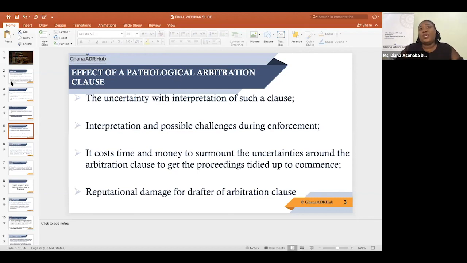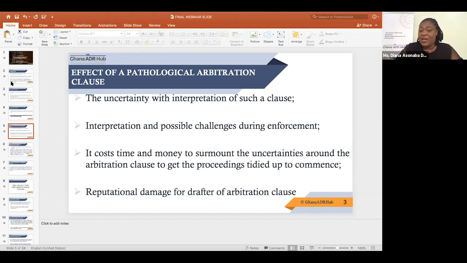Contracting parties will put themselves at the risk of interpretation by the courts in determining what this clause actually means, who is to determine which particular matter. I'll give you very practical examples as we go on. And of course, even fighting over the meaning of pathological clauses in itself costs money and time before you actually come to the hearing. It also may have reputational damage if you are an arbitration practitioner, or if you help to draft the arbitration clause.